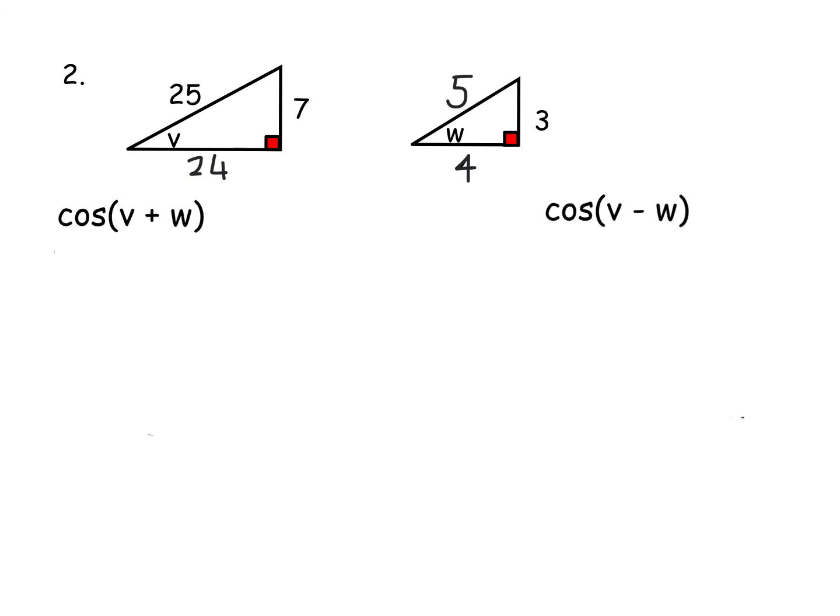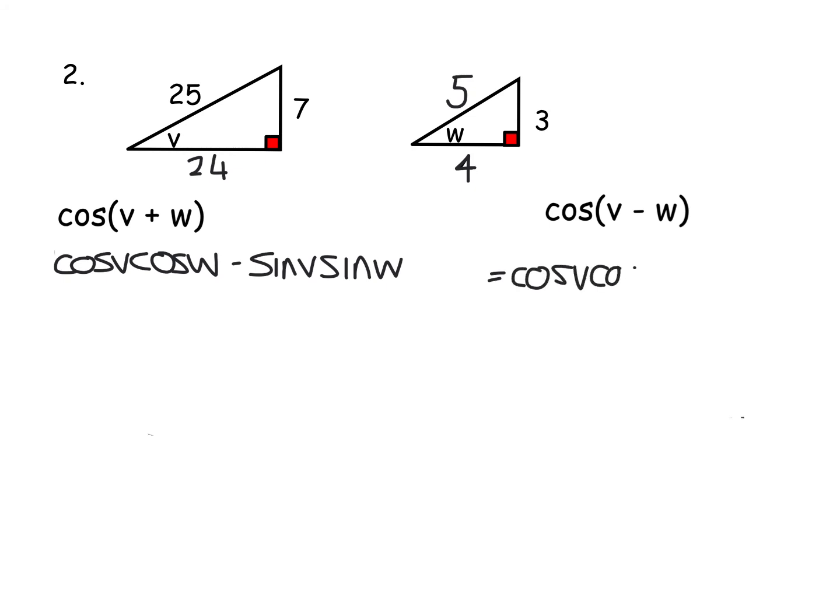So we're going to do the two expansions. We're going to do the cos with the plus and cos with the minus. So cos with the plus would be cos V cos W, minus, remember the sign changes, minus sine V sine W. And the cos expansion with the minus would just be exactly the same as what I've written over there, but with a plus sign in the middle. So there's my two expansions.